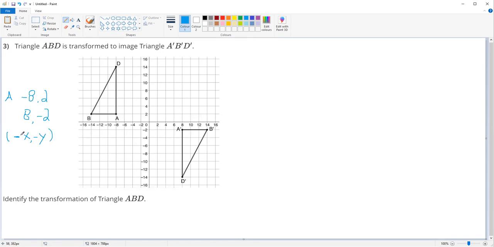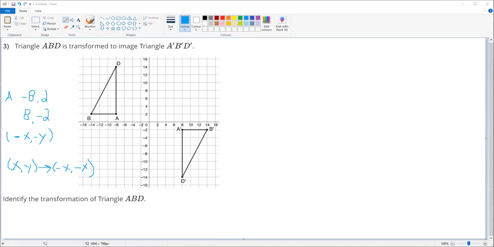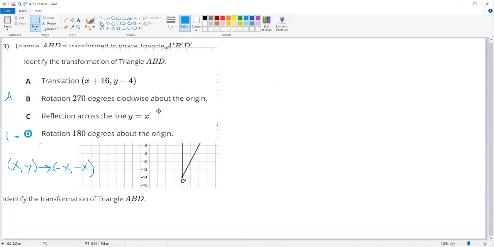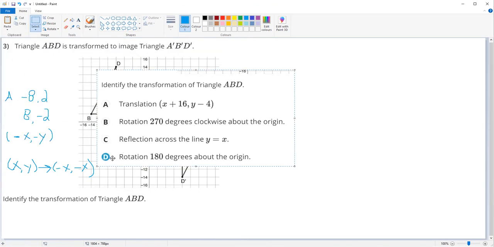So this is (x, y) goes to (-x, -y). And that is, my friends, an algebraic expression. That is the relationship. If you do your algebraic expression, that's a 180-degree rotation. Well, was that one of the options? If you looked, that was one of the options, and that was indeed the answer. So there you go. That was the answer for the third one.